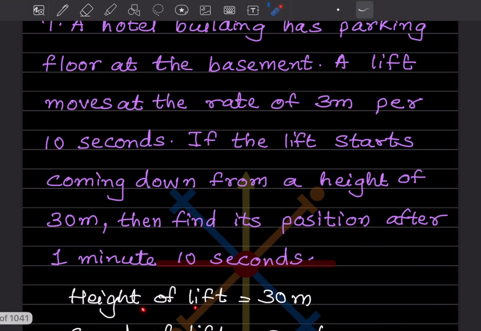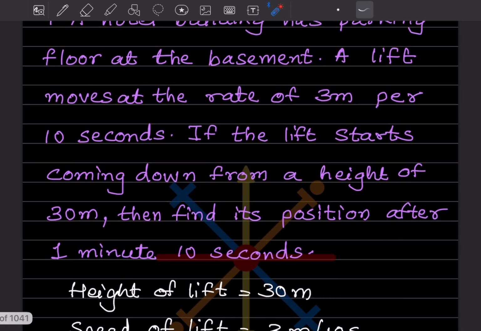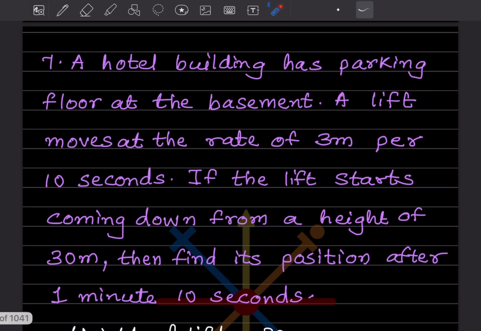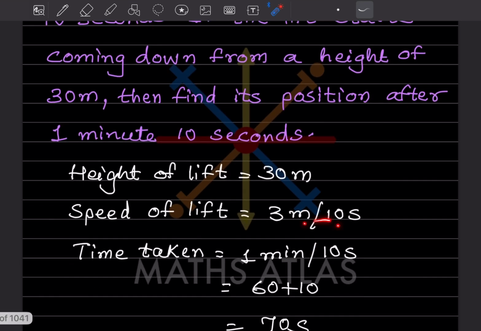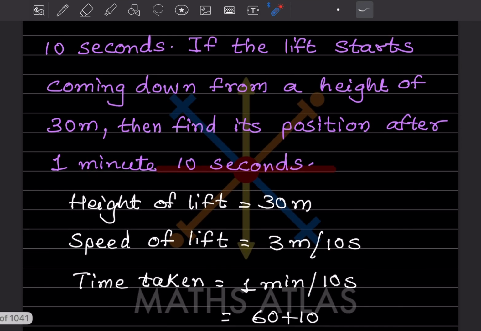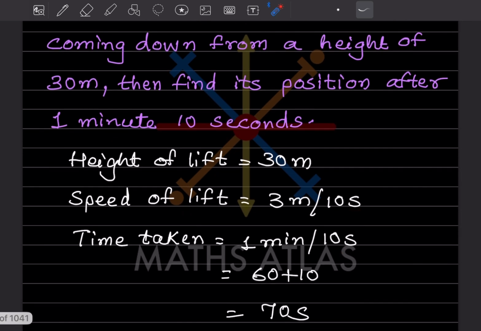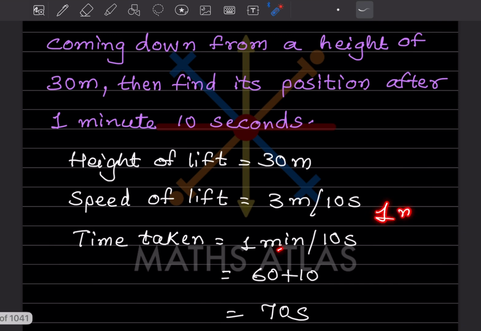Height of lift is given as 30 meters. Speed of lift is given as 3 meters per 10 seconds. And the time taken that is given is 1 minute and 10 seconds. Because now this is in seconds, 1 minute is 60 seconds, and this 10 seconds here.